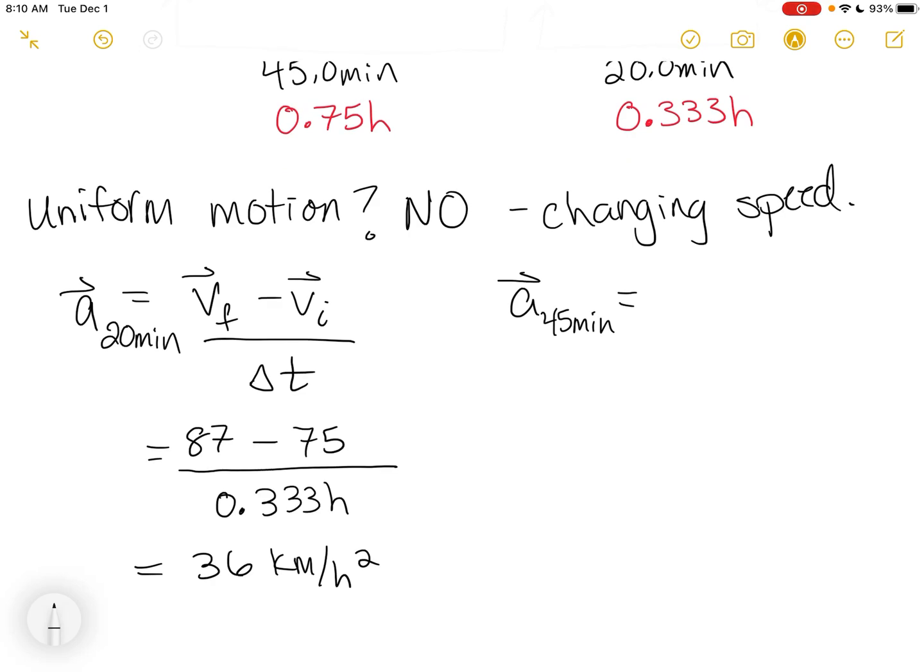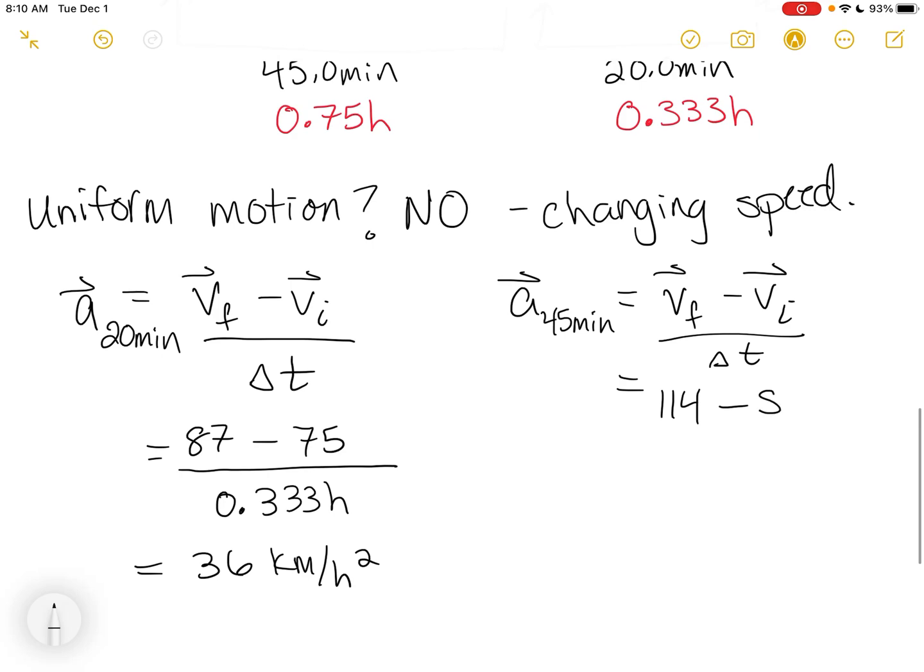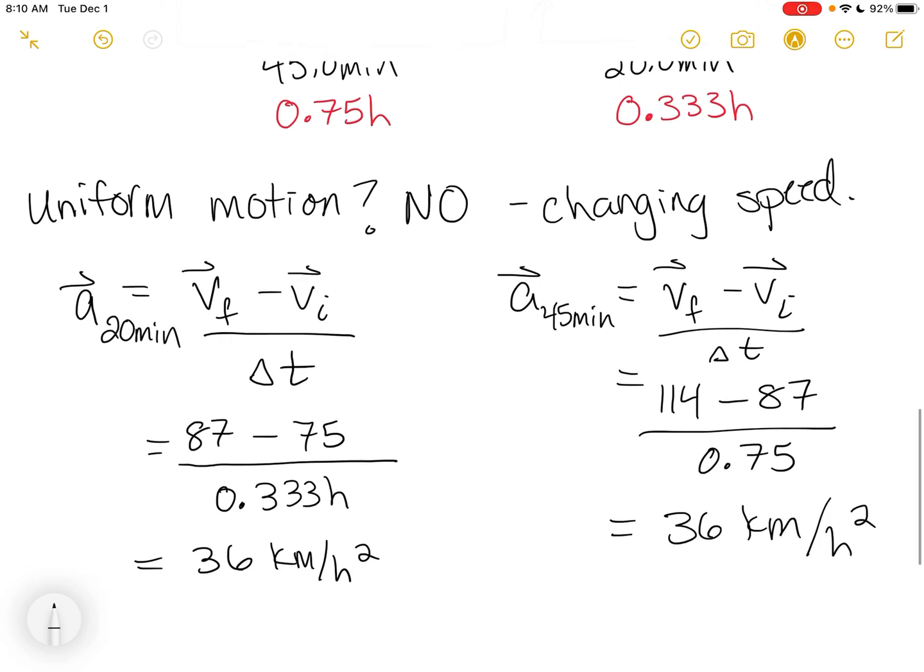Okay, when we do the 45-minute time section, we're using the same formula. Final velocity minus initial velocity over time. So our final velocity is 114. Our initial velocity for that time section is 87. And then our time period is 0.75. So that's going to give us an acceleration, also 36 kilometers per hour squared.